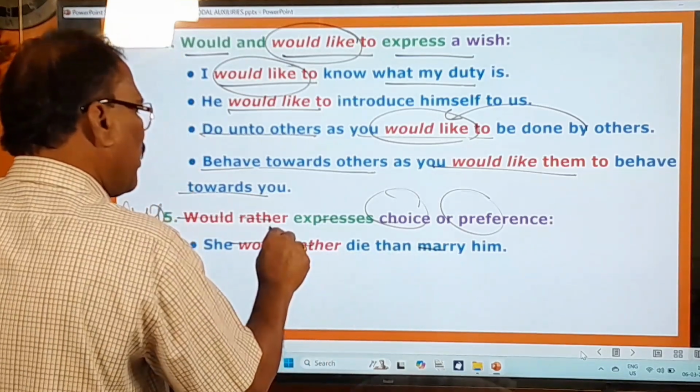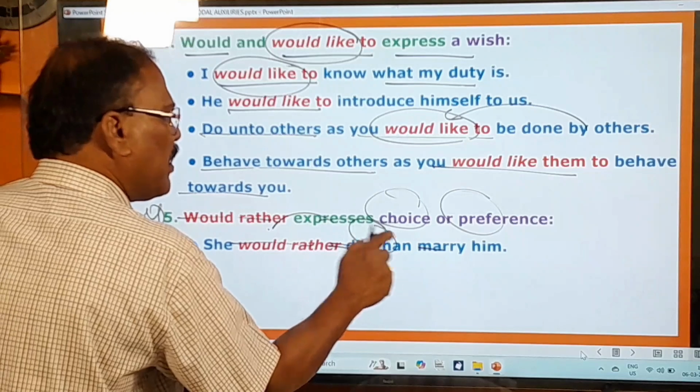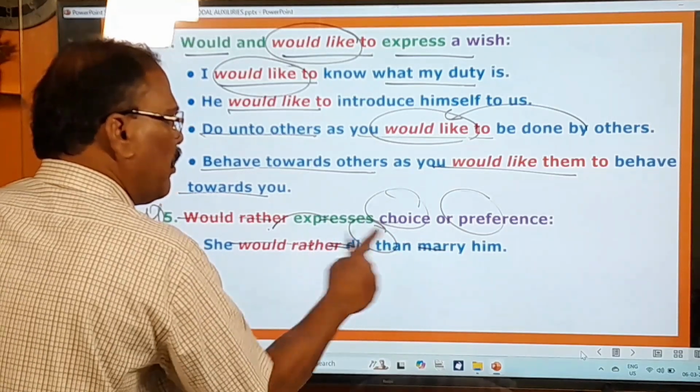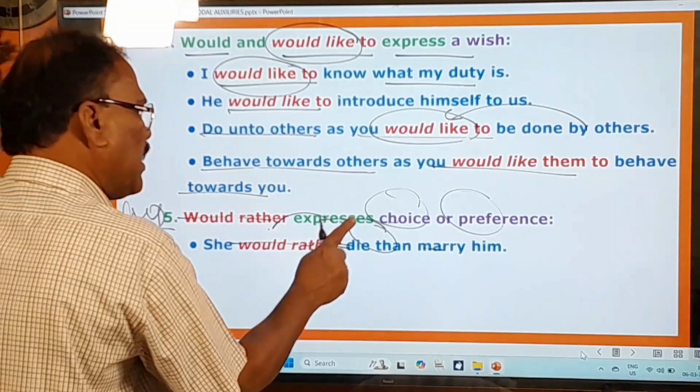So here after would rather, than is used. After would rather, the base form verb is used. After than also the base form verb. No to infinitive. Remember this construction. So the meaning is clear. She would rather die than marry him.